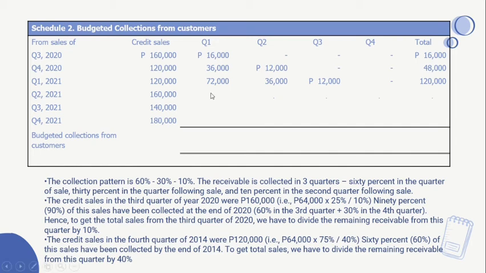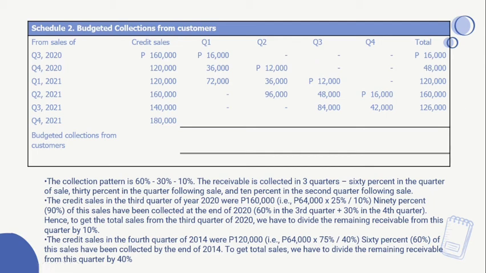So, itry ko nun ninyo kayong second to the fourth quarter. So, pause the video first, then solve for the collection patterns for quarter 2, 3, and 4. So, the collection pattern for quarter 2 sales is like this. 96, 60% on quarter 2, 30% on quarter 3, unya, 10% on quarter 4. Then, for quarter 3 sales, 60% on quarter 3, 30% on quarter 4, then ang remaining 10%, next year na po.